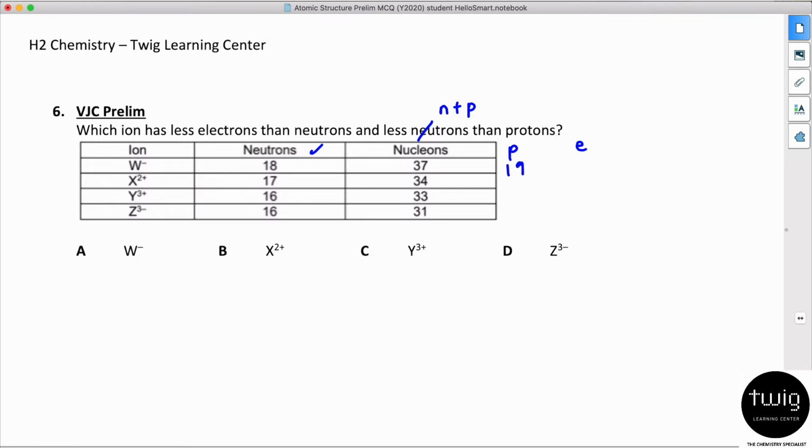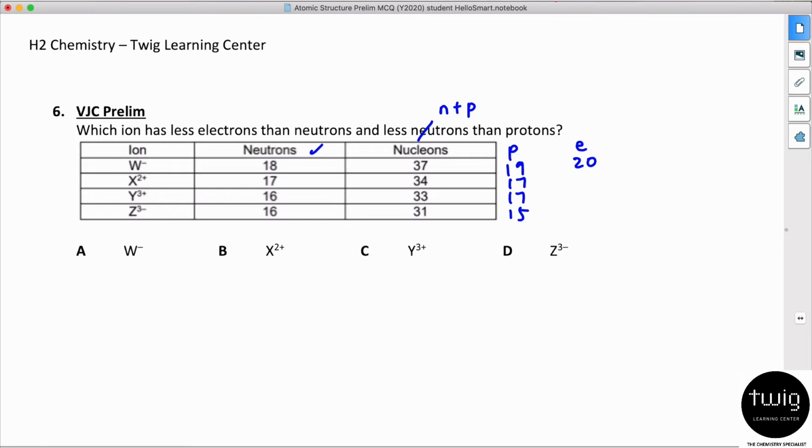Okay, it's 34 minus 17, I guess it's 17. 33 minus 16 will be 17. 31 minus 16, it will be 15, right? So let's look at the number of electrons, right? So if it's a minus, it means that it will have one more electron than proton, isn't it? So this will be 20.